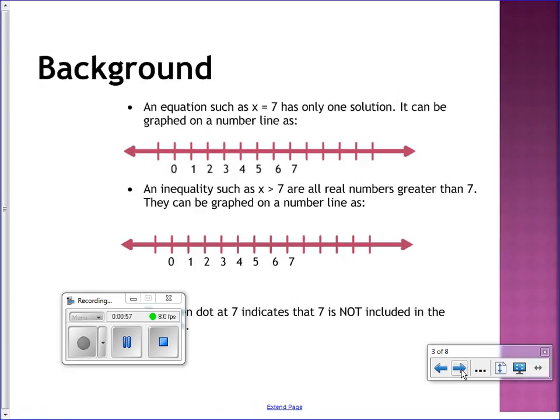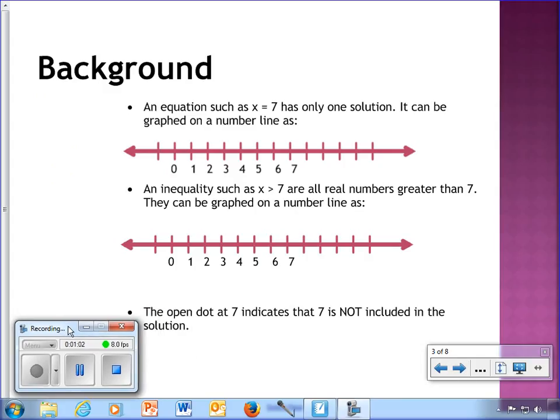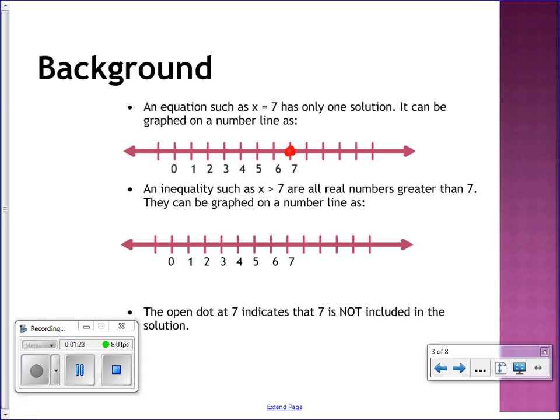All right, a little background, and I'm sure that many of you have studied inequalities before and may remember this, but I just want to review it with you. First of all, an equation such as x equals 7 has only one solution. It can be graphed on a number line, and all we do for an equation is we put a dot on the solution. So x equals 7 will have a point at 7.